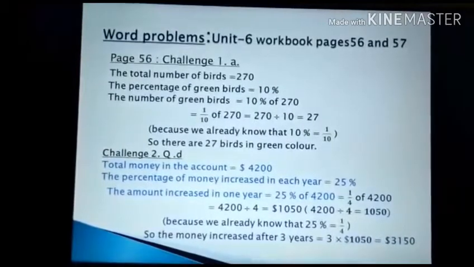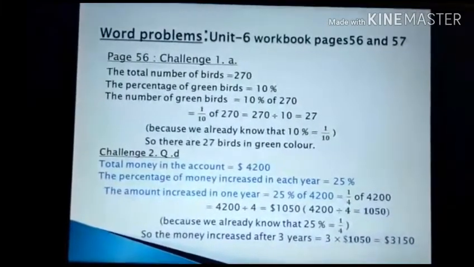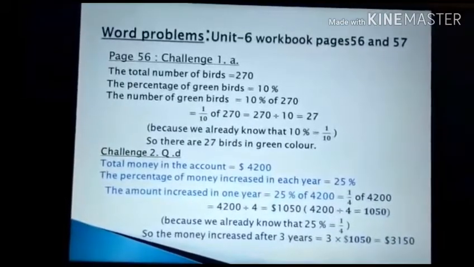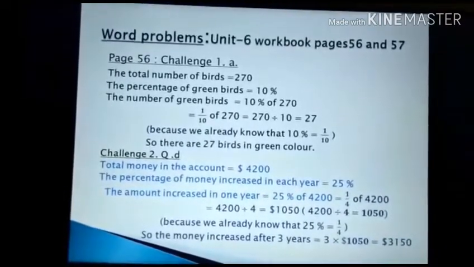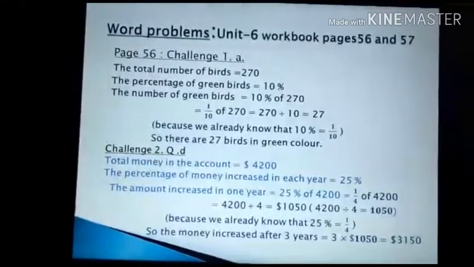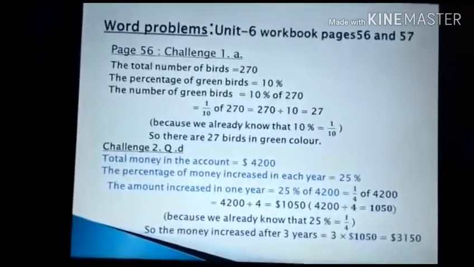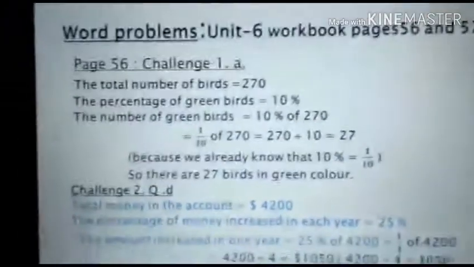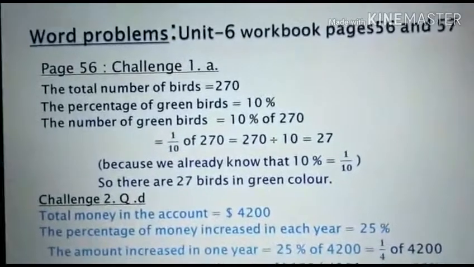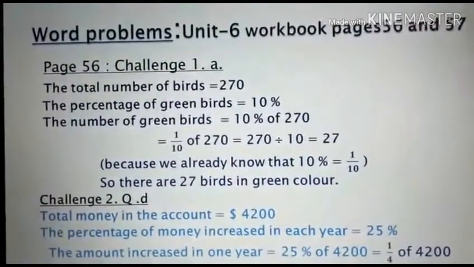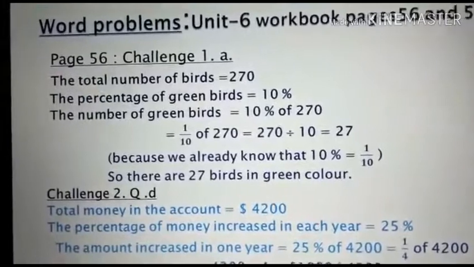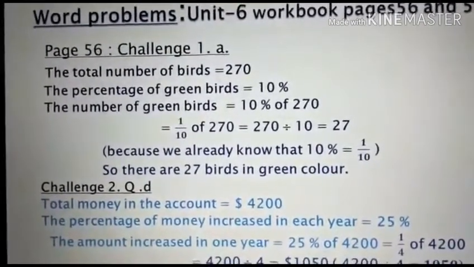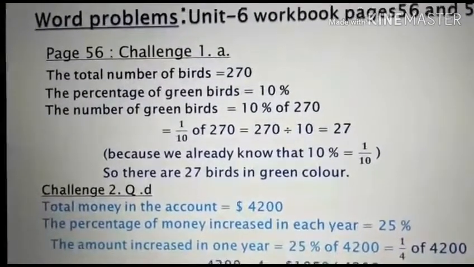So I will read the question. Question A is: 10% of the birds in a tree are green. The total number of birds in the tree is 270. How many birds are green? So we have to write the necessary steps. First you have to write what is given. The total number of birds equals 270. The percentage of the green birds equals 10%. So the number of green birds you have to find, because only the percentage is given. You have to make it into a number.